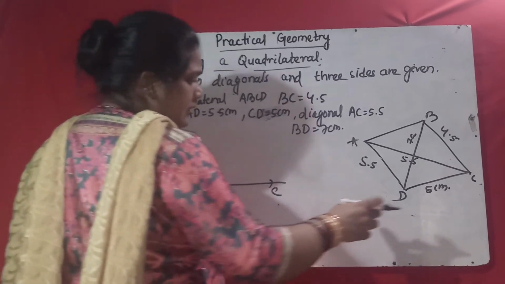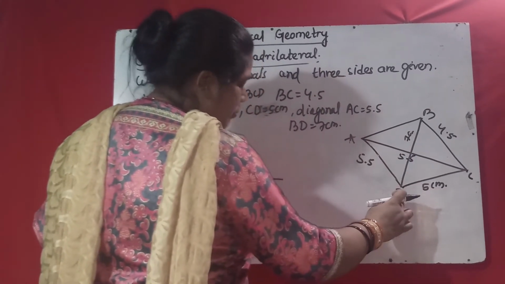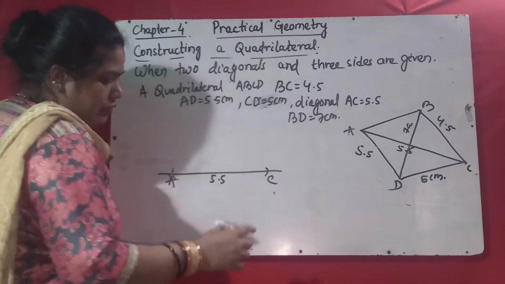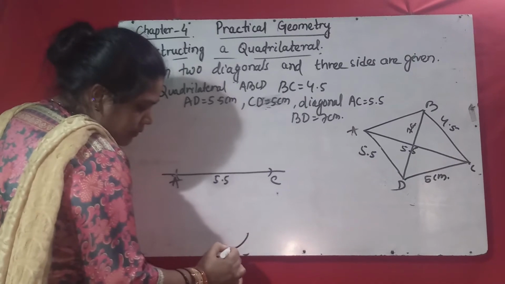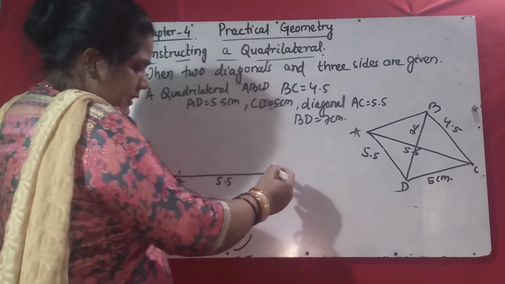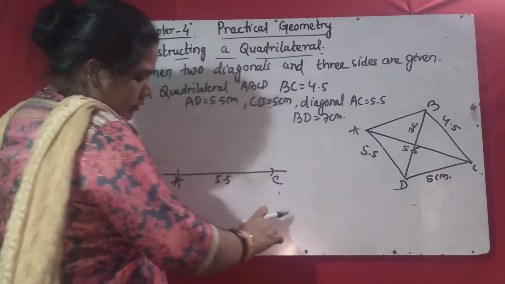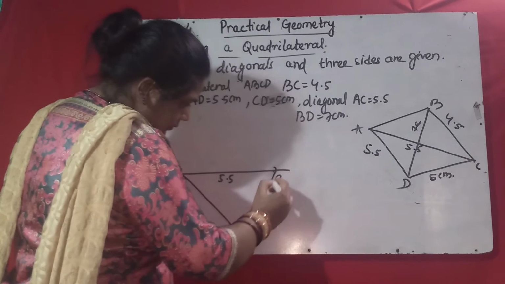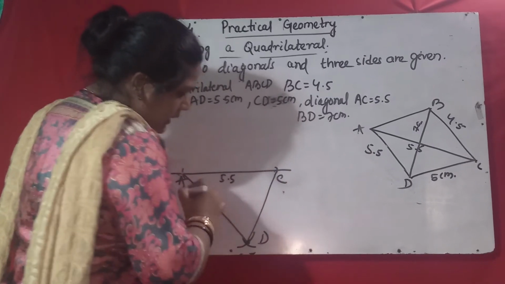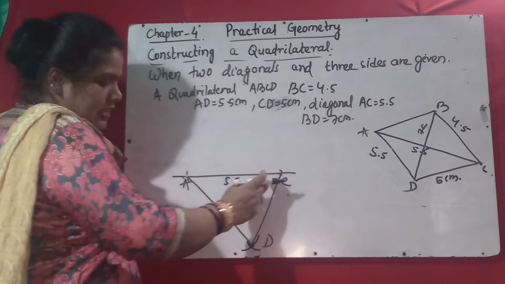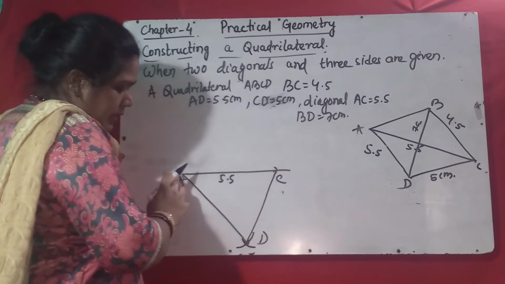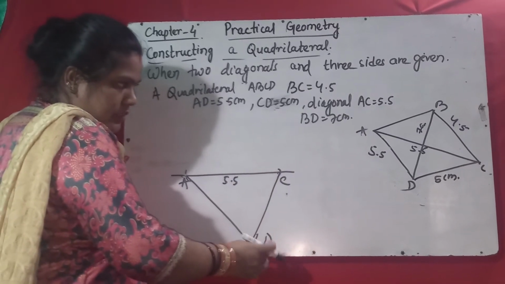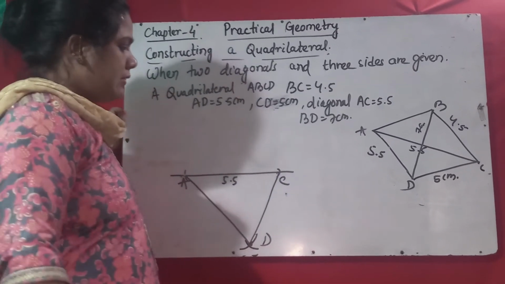Then take AD, how much? 5.5. Put the rounder here and draw an arc of 5.5 cm. Again CD. Draw an arc of 5 cm from the other end. Here you get D. So first you take the diagonal AC as the base. Then from A you draw a 5.5 cm arc. From C you draw another arc of 5 cm. Okay.